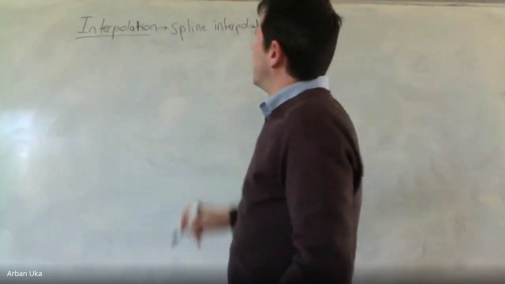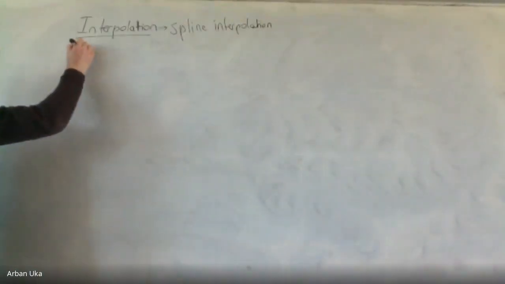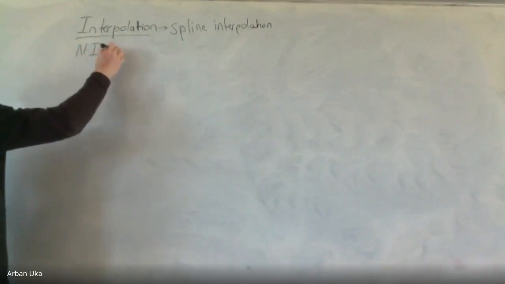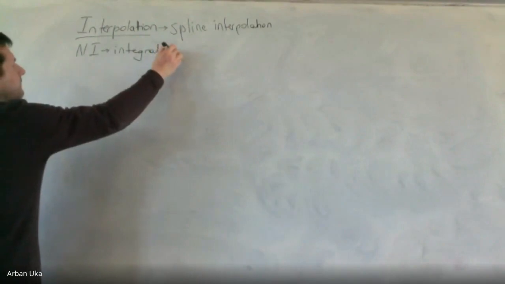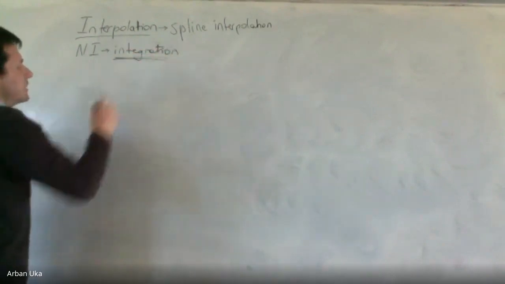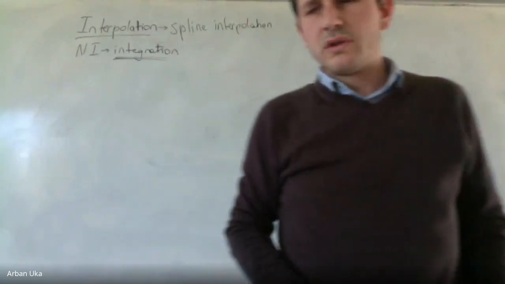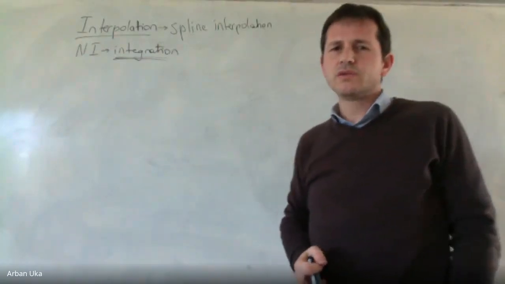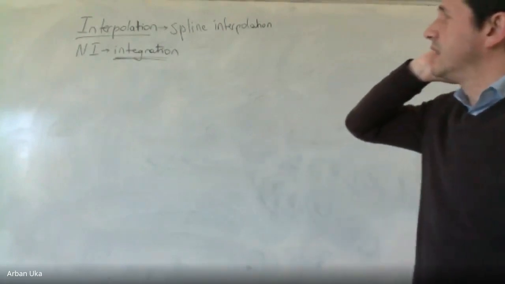Interpolation. Now, after interpolation, the next chapter that we're going to move on to is numerical integration. So we have here NI, or numerical integration. When we talk about numerical integration, it's the numerical approach to the analytical approach that we have used in calculus, that we have seen in the first year of your bachelor studies.